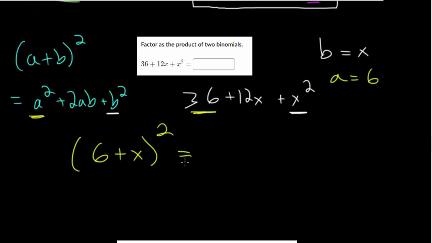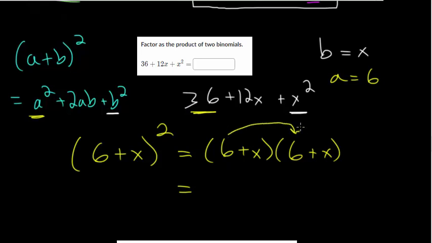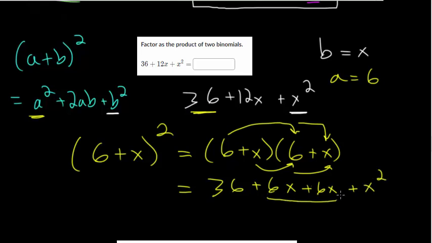But we need to check it. We don't want to just assume that this is the right answer. So let's re-multiply it out. So (6 + x) times (6 + x). Remember, you got to rewrite it twice. And we're just going to distribute here. So the 6 goes into both of those. You get 36, and 6 times x is 6x. And then the x goes into both of those. So x times 6 would be 6x, and x times x would be x squared. And notice, the two middle terms do add up to this 12x here. So we can feel very confident that this is, in fact, the right factorization.